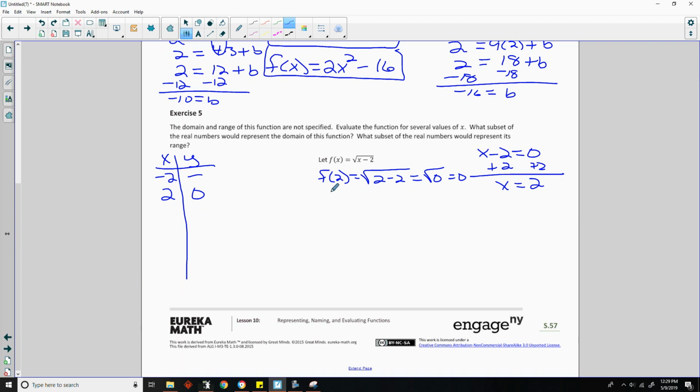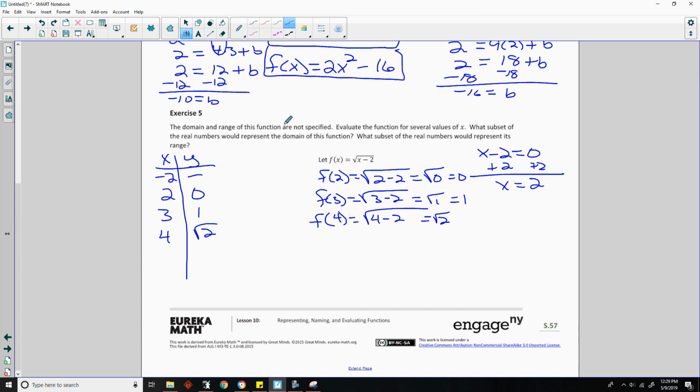Then when I go to a larger number like 3, f of 3 would equal the square root of 3 minus 2, which equals the square root of 1, which equals 1. If I plug in 4, that's f of 4, and that equals the square root of 4 minus 2, which equals the square root of 2. That's a decimal approximation, so I'll just leave it at square root of 2. And f of 5 would be the square root of 3, and f of 6 would be the square root of 4, which is 2, and so on and so on.